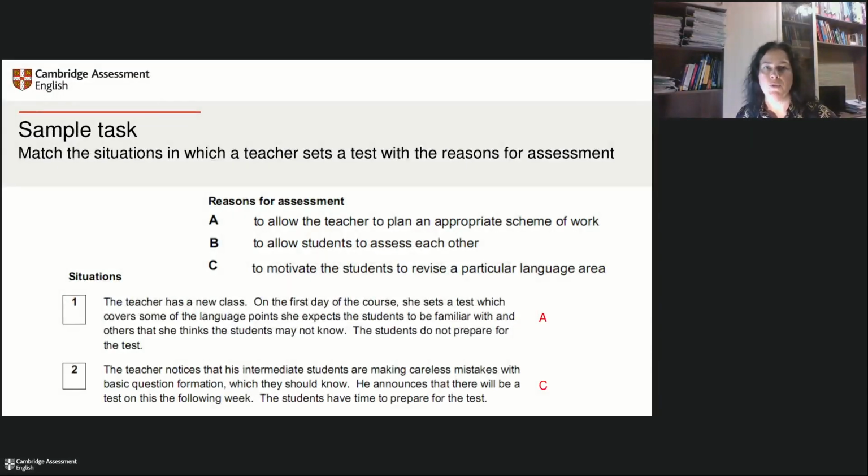Now, the focus of this task is to identify the reasons why we assess our students, and some of the reasons are given. You can understand some principles of assessment by doing sample tests. And that's another benefit of taking TKT. You can become better at certain things and your understanding will be greater.